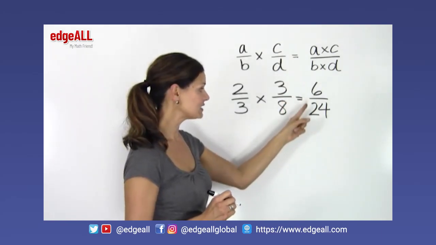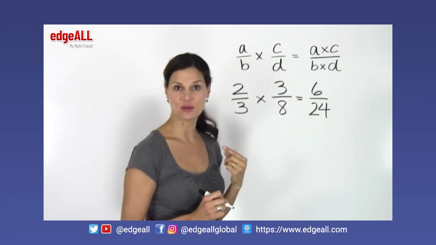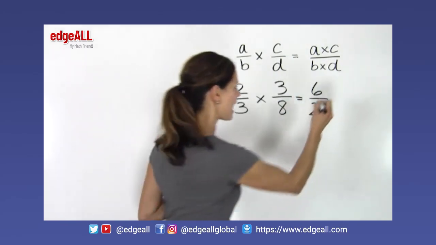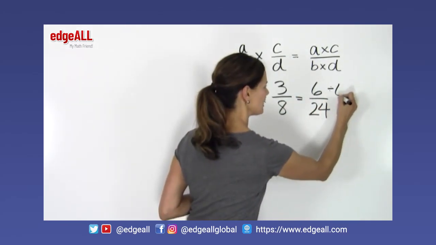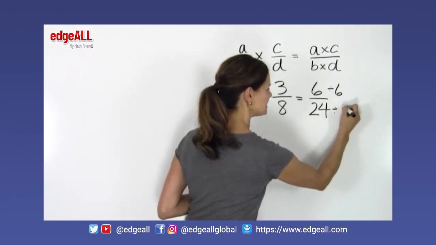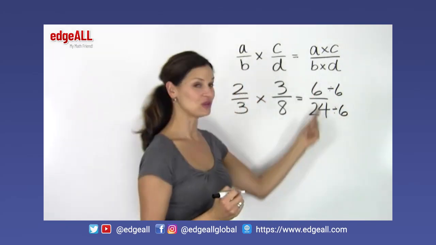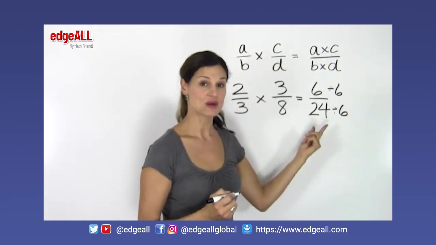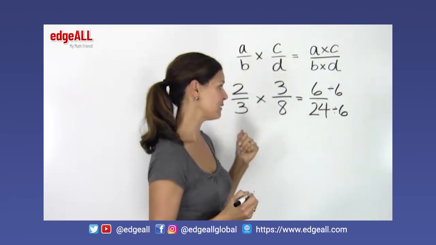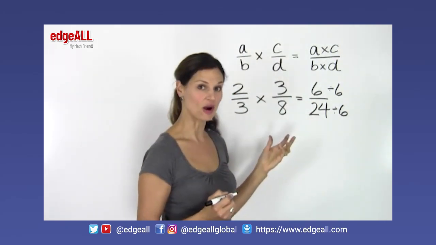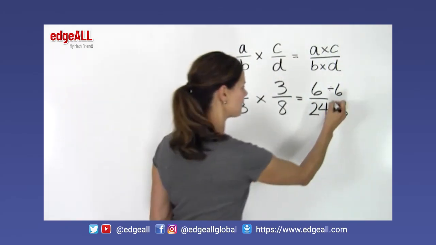Both 6 and 24 are divisible by 6. And so I can divide my numerator by 6 and my denominator by 6. And I'm really just dividing by 1. So I'm not changing the value of my fraction. I'm just changing its form. But it can be in a simpler form then.